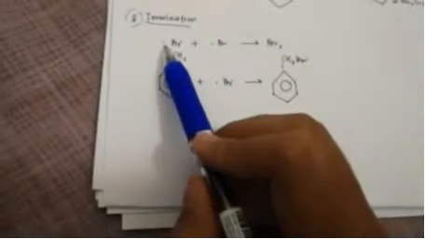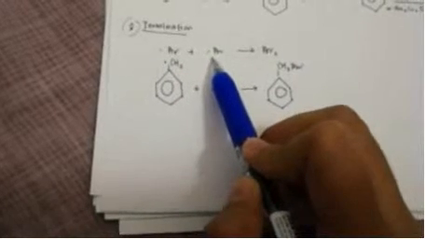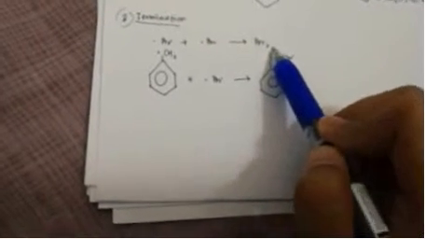And for the last step, which is the termination process, two radicals match and terminate the process. For this example, we take a free radical of bromine and another free radical of bromine, becoming bromine. And these are other examples of it.